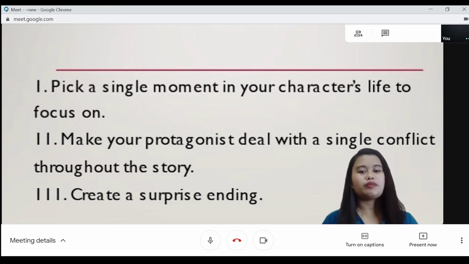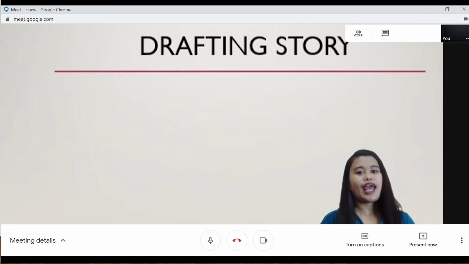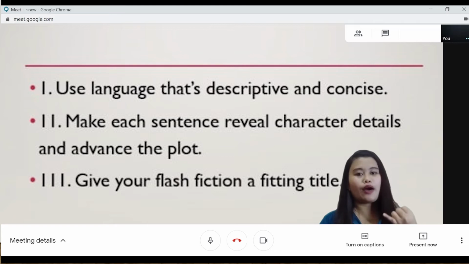So now, let's move on to drafting a story. How to draft your story. So there are also 3 ways to draft it. First, use language that's descriptive and concise. Second, make each sentence reveal the character details and advance the plot. Then third, give your flash fiction a fitting title.